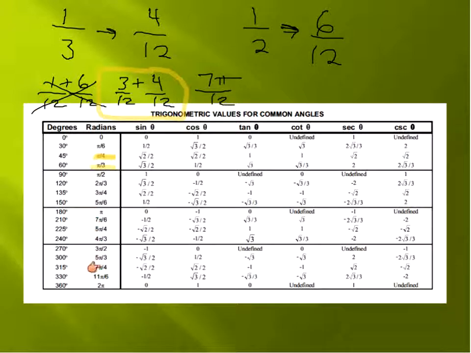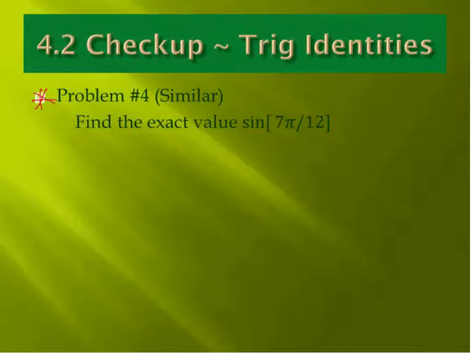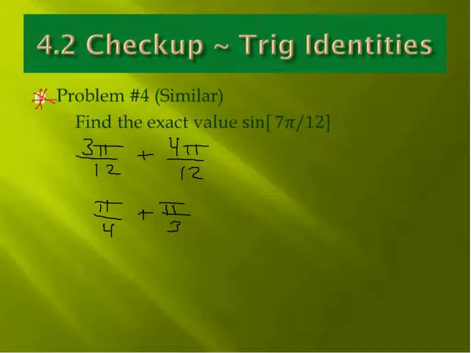because there isn't a pi/12. There isn't one. I couldn't use that way. So let's come back over here. Instead of doing 7 pi/12, we're going to do 3 pi/12 plus 4 pi/12. Which when I reduce, that's pi/4 and pi/3.